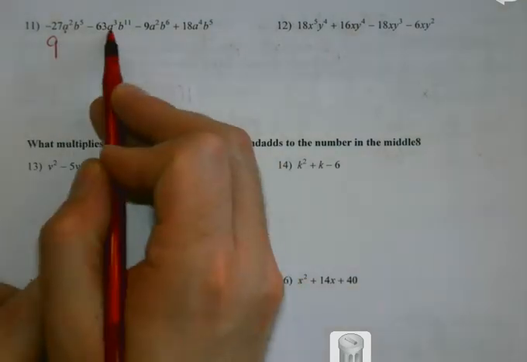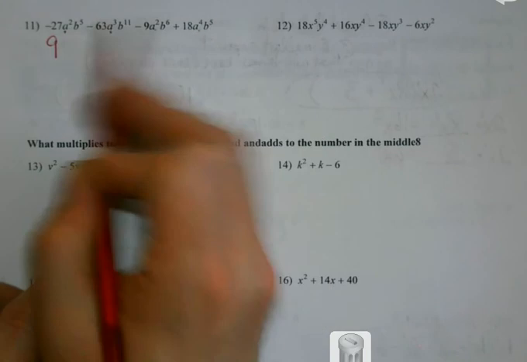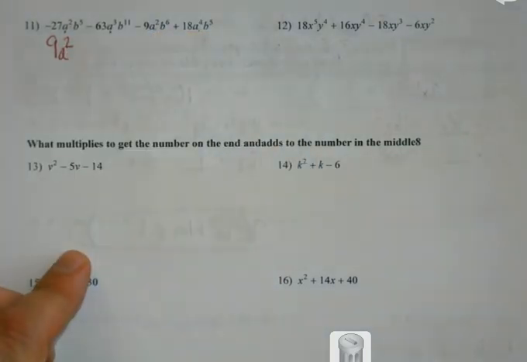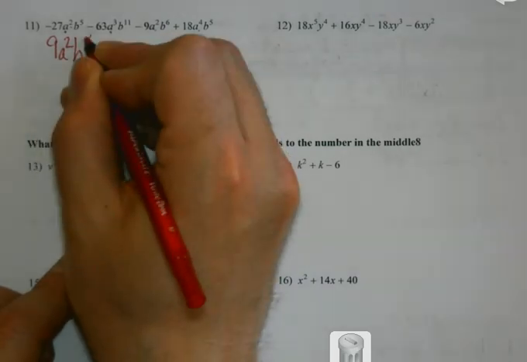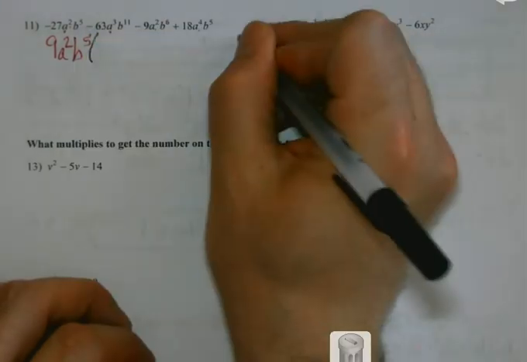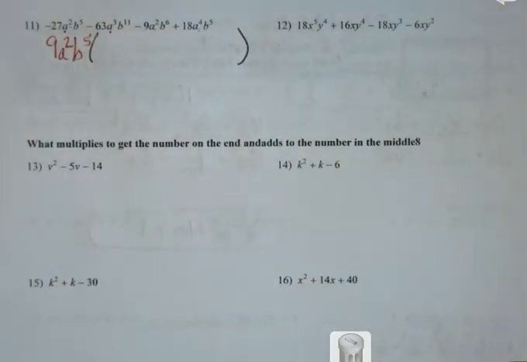I notice all of my terms have a's. I just want the smallest exponent I see, which is a to the 2nd. What's my smallest exponent on my b's? 5. Okay. So that's my greatest common factor. Now I just start working in here again.